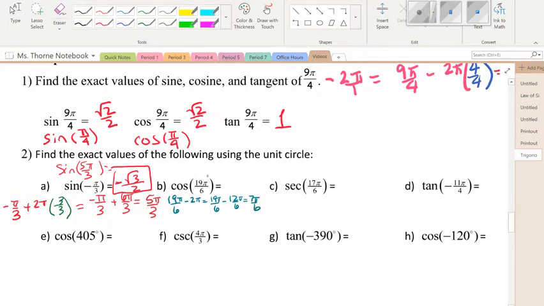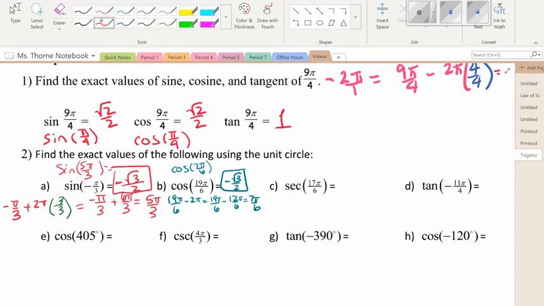So that means that 19 pi over 6 is coterminal with 7 pi over 6. So the cosine of 7 pi over 6 and 19 pi over 6 have the same value. So you have to think, where on my unit circle do I get 7 pi over 6? So we know 7 pi over 6 is in quadrant 3, and the cosine is the x-coordinate, so negative root 3 over 2.